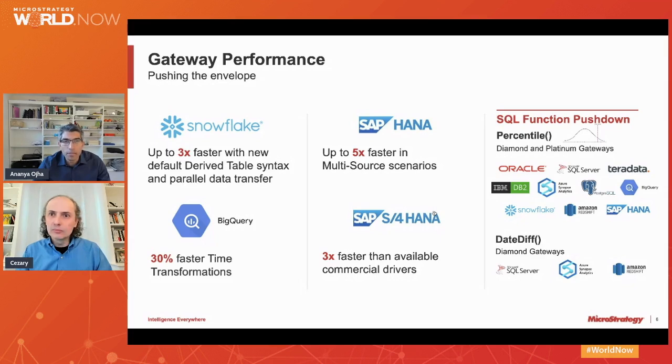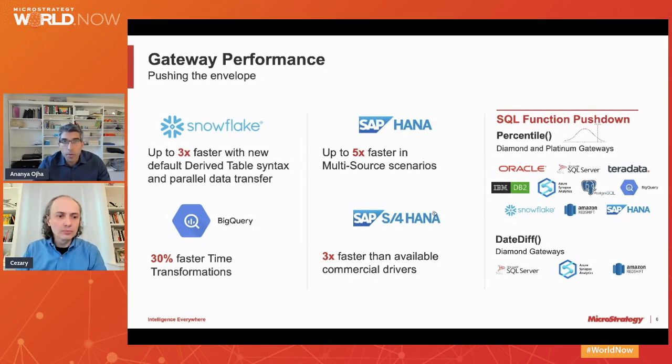For example, in MicroStrategy 2021, based on the field engagements, internal benchmarking exercises, the regular touch points that we have with Snowflake product management and engineering teams, we have improved the default tuning parameters for Snowflake Gateway, and it delivers 3x better out-of-the-box performance with the product.